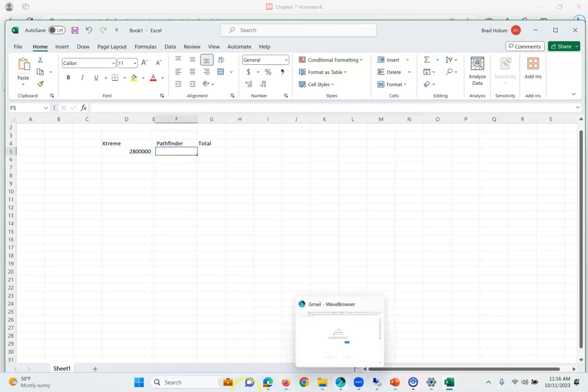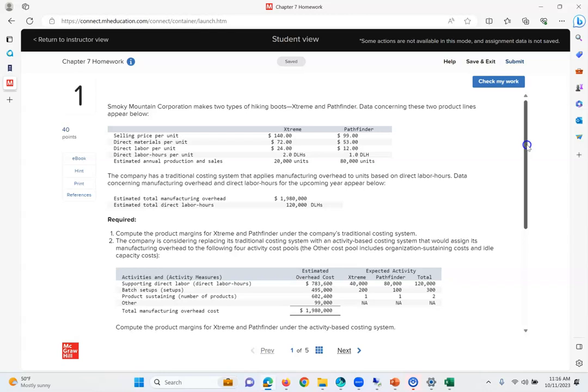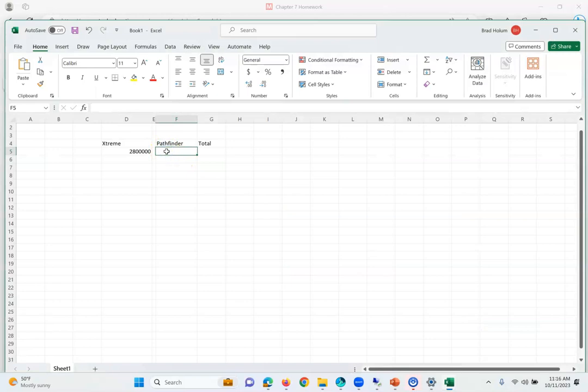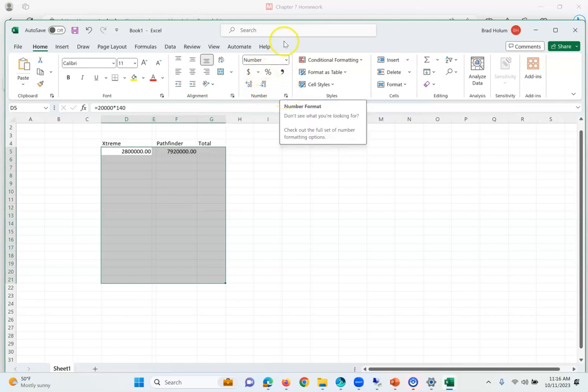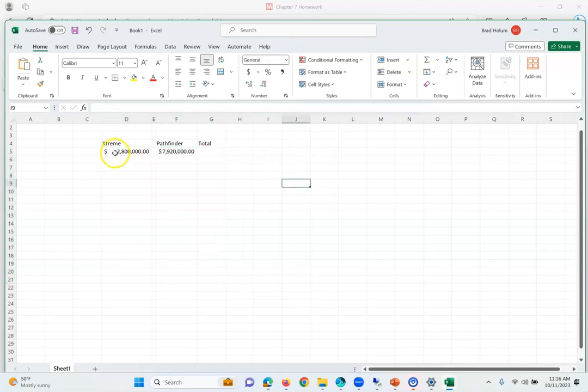And we would also show here the Pathfinder, $99 times 80,000 units. $99 times 80,000 units is 7,920,000, right? So Extreme 2,800,000, Pathfinder 7,920,000, right?